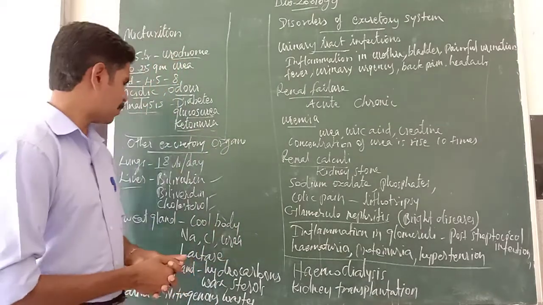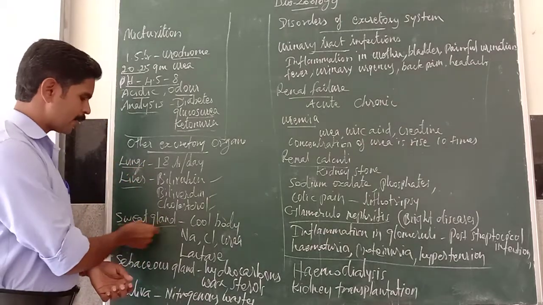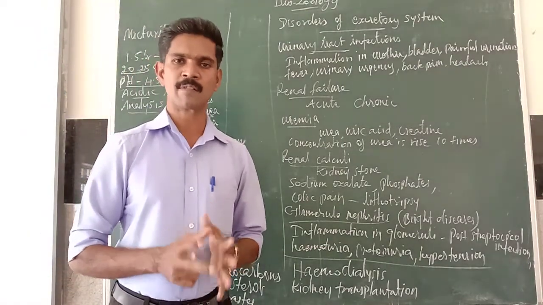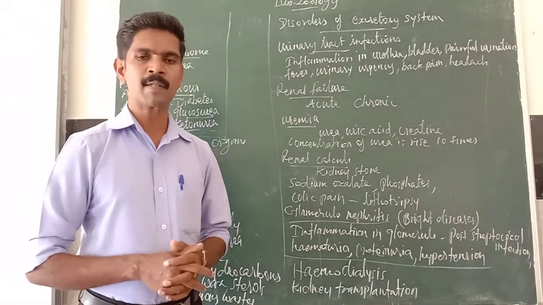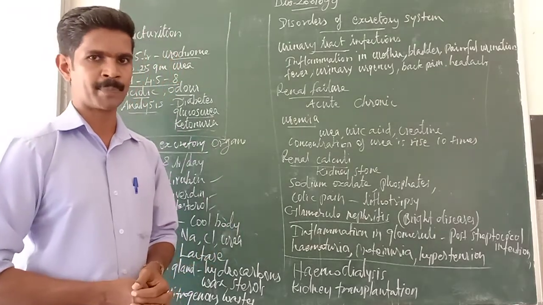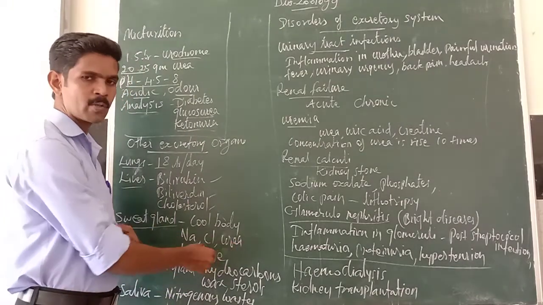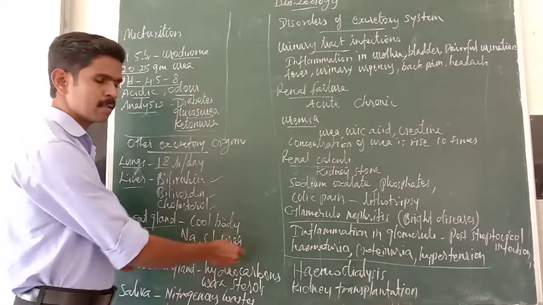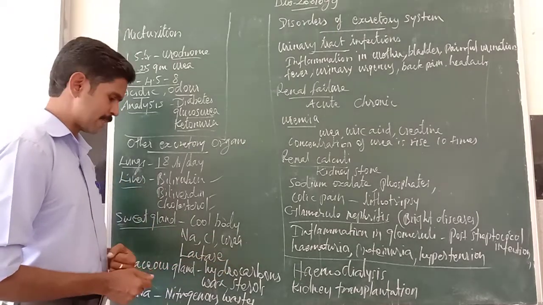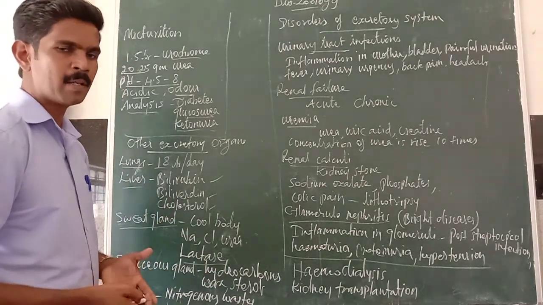Understand? So now we completed two excretory organs: one is the lungs and the second one is the liver. Then next one is the sweat gland. The sweat gland releases a watery fluid called sweat. Because of releasing this sweat from the body, our body is always in a cooling condition. Sodium, chloride, and urea are highly released through the sweat. Then a small amount of lactose is also released from the body along with the sweat.